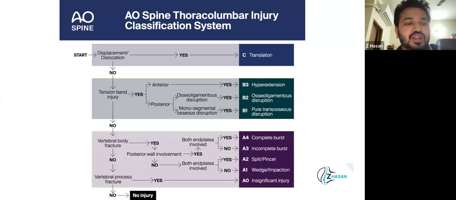So you will look for any displacement or dislocation. If not, then it is not a translation. Then you look for the tension band, whether it is a B or not. Then if your tension band is okay, you move towards the A. So is there any vertebral body fracture? If so, you look for the posterior wall. If the posterior wall is intact, then you see the anterior wall. So this algorithm, roughly, you should start from C and move towards A. Then you will find it very easy to classify an injury.